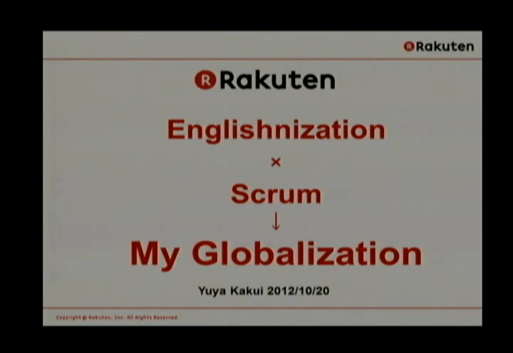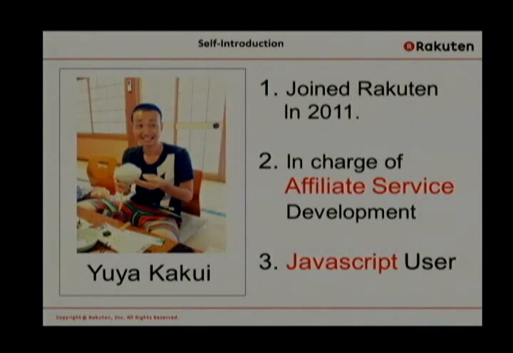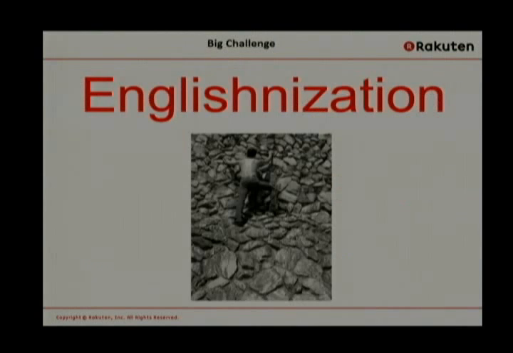Hello, I'm Yuya. I would like to talk about this title. First of all, I would like to introduce myself. I joined Rakuten in 2011 and was in charge of affiliate service development. When I joined Rakuten, a big challenge stood up against me. Its name is Englishnization.